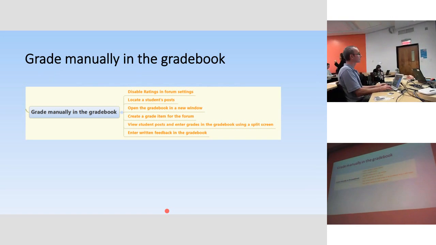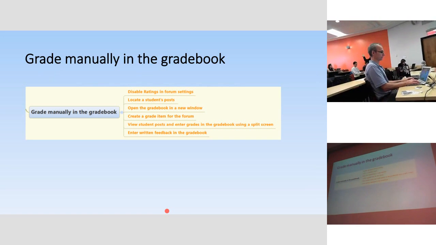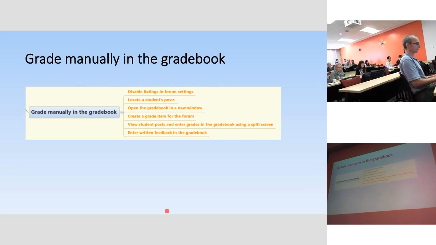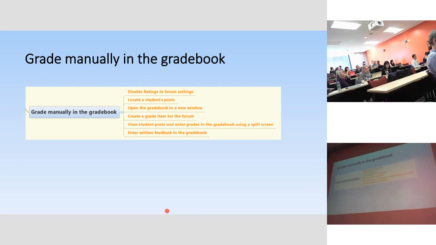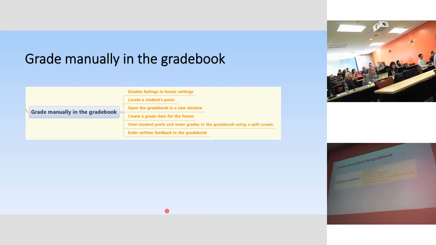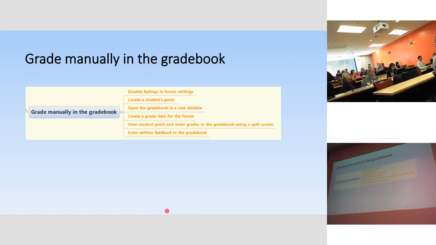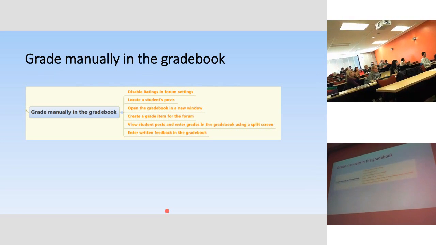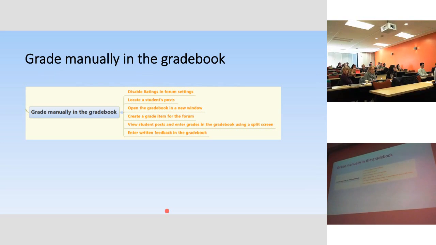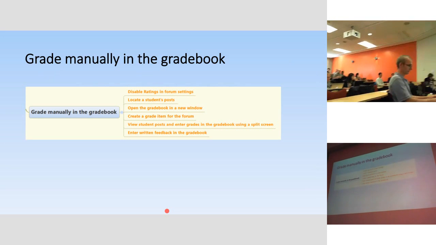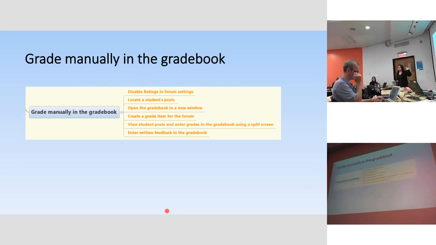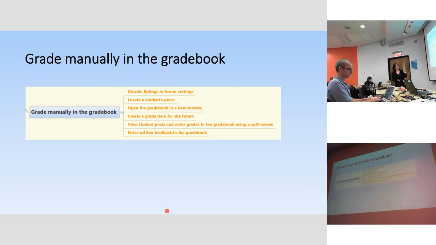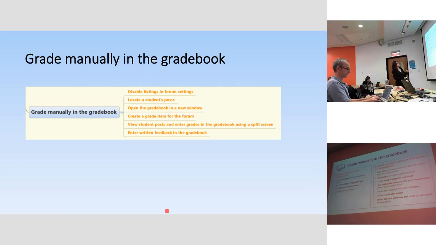Remember, when you have ratings, there will be a grade item for the forum in the gradebook, right? Now I need to grade manually. I need to have another column. Then you have two columns for the same activity. So that's going to be a little messy. So disable the rating. Forget about the rating. I'll just grade within my gradebook. Okay, so these are the steps.